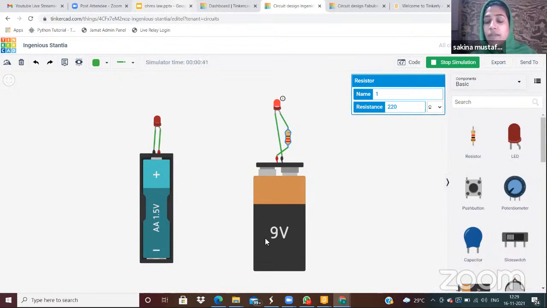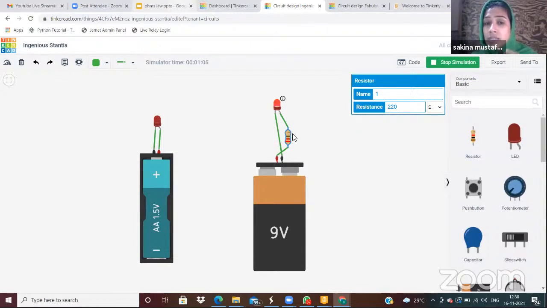We can check it with the help of voltage, the resistance value, and the current. So this is what Ohm's law has told us, that V is equal to I times R. So V is 9, I is 30 milliampere, multiplied by 220 ohms, that is the resistance, equal to 9 volt. So this all has been calculated.